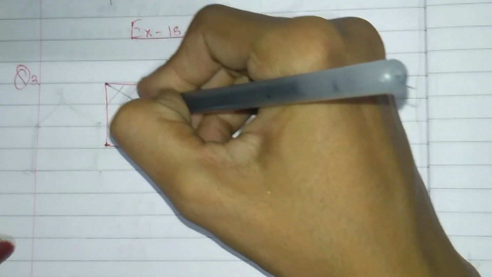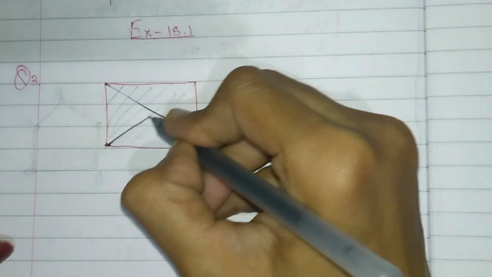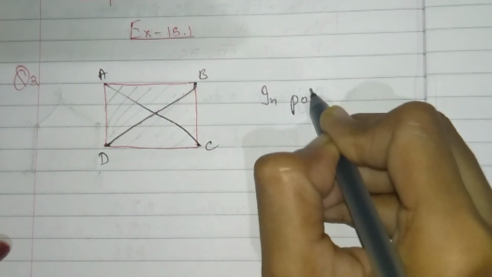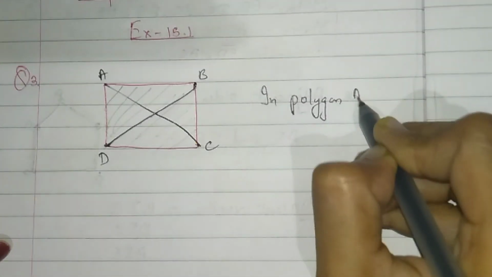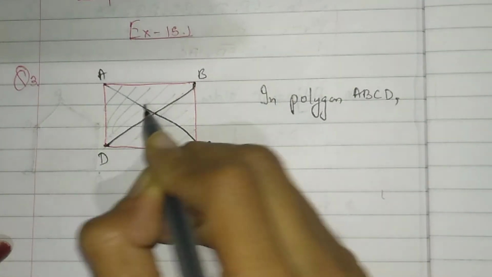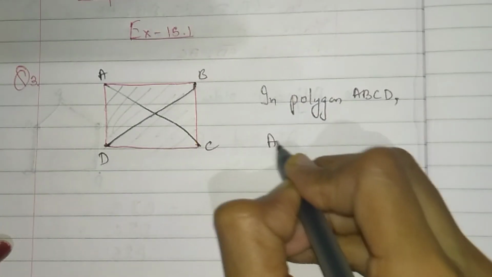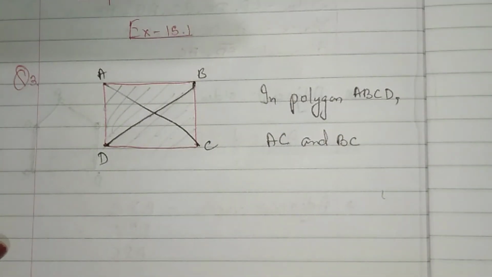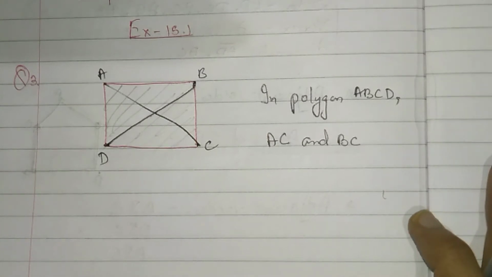And what do we have to do? We have to draw the diagonals. Okay, name it A, B, C, D. In polygon A, B, C, D, the diagonals are AC and BD. Okay, now let us start question number 4.